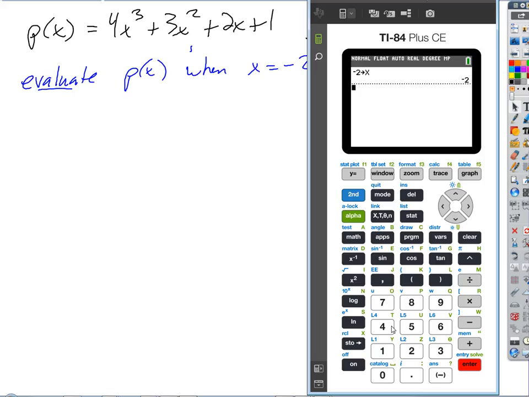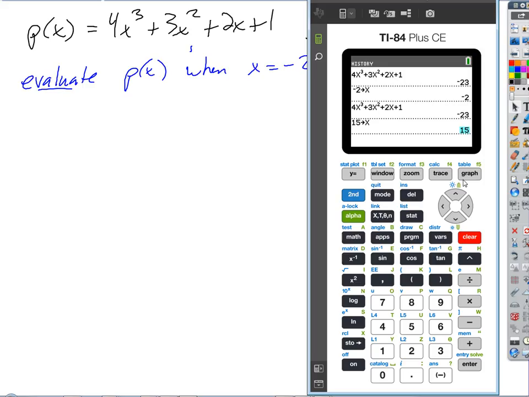So I could just say 4x cubed plus 3x squared plus 2x plus 1, and hit enter, and there it is. Okay. And if I wanted to put in like a different value of x, then all I would have to do is store, let's say I want to put in 15 for x. I could store that as x, and I could just go up and grab that expression again, pull it down and hit enter. It'd give me the other value when I put in 15. Okay?